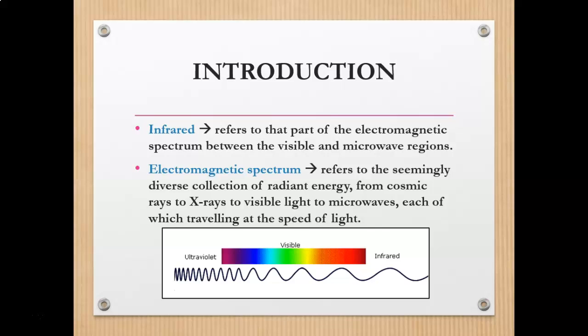For electromagnetic spectrum, it refers to the seemingly diverse collection of radiant energy from cosmic rays to X-rays to visible light to microwave, each of which travels at the speed of light. So in our previous lecture, we have determined the UV or ultraviolet light, and we know which light has high energy and which one is the lowest energy. So I hope you will still remember our previous lecture and you can relate that lecture with this topic.